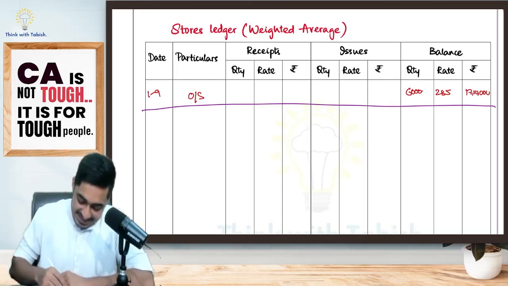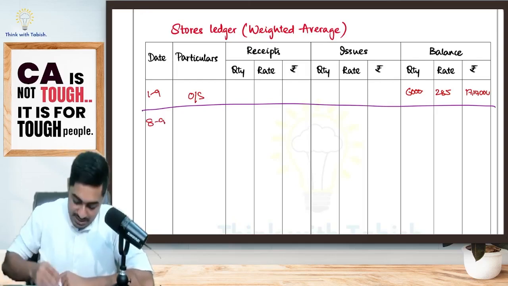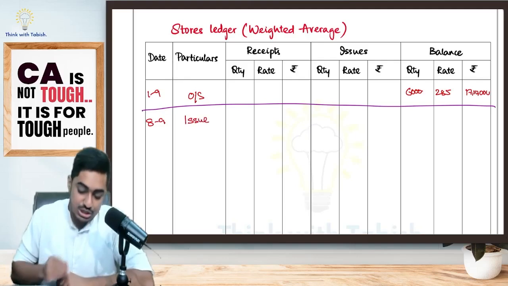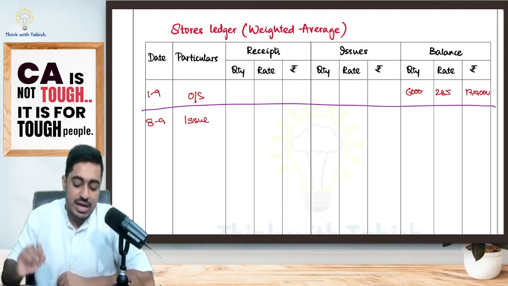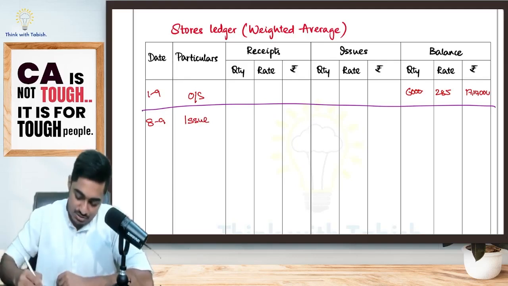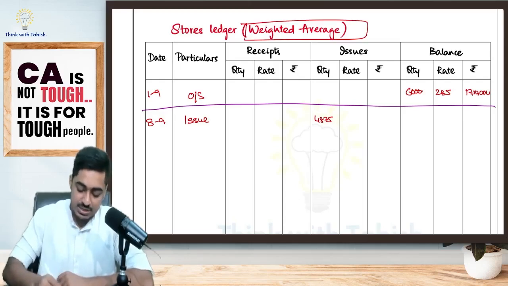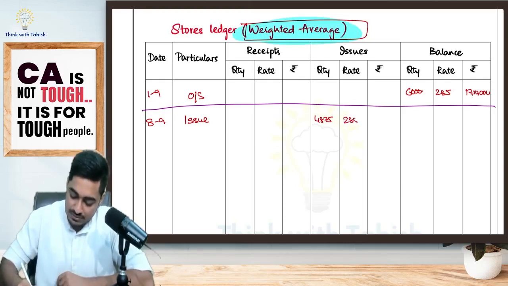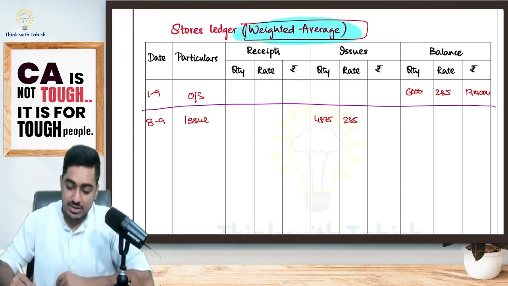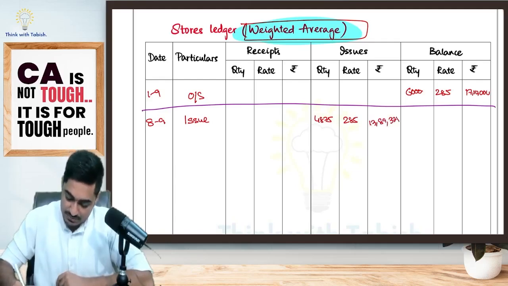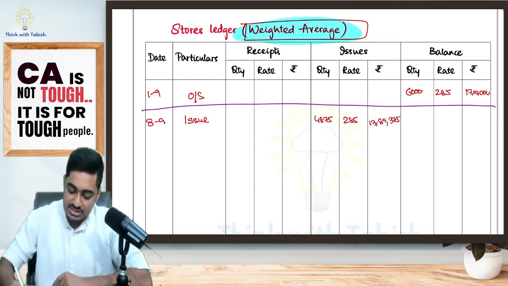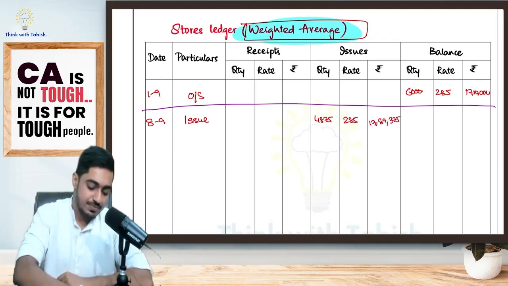Okay, my dear students. Next, September 8th. What happened on September 8th? Issued. How many units did I issue? I issued 4,875 units. Yes, I'm preparing as per the weighted average method. Let that be there at the back of your mind always. At which rate will I be issuing? 285. That means 4,875 into 285, you will be getting 13,89,375.